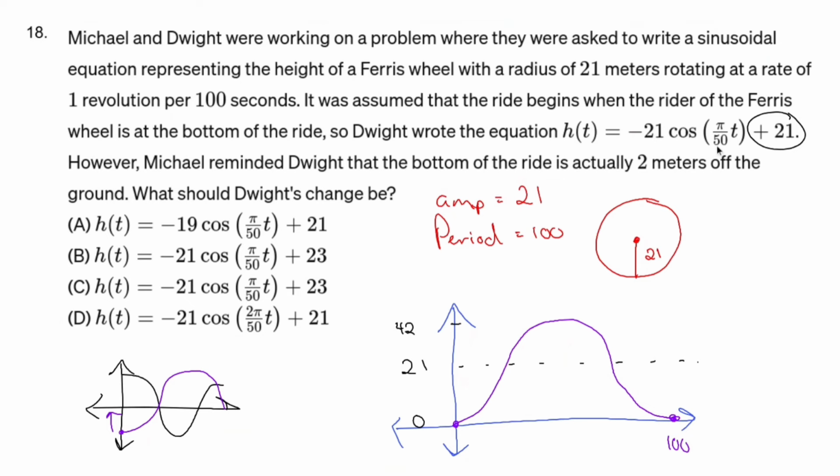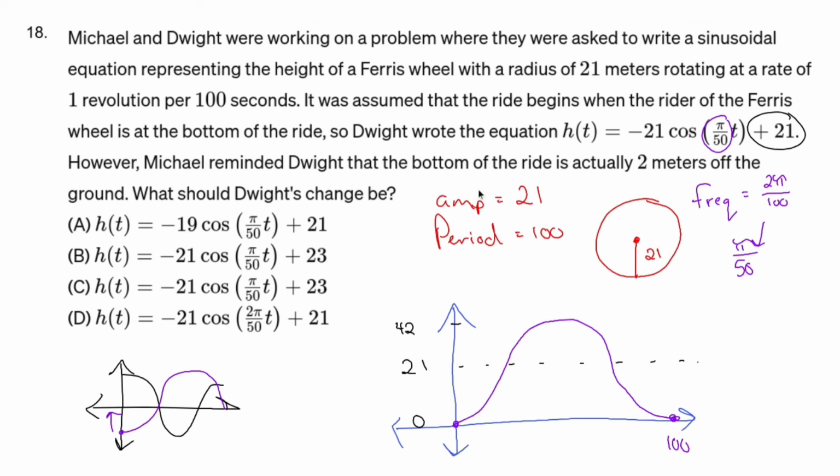All right, now pi over 50, if you're wondering where that came from: this is a cosine function, so that's our frequency. The way you get frequency is you do 2 pi over the period, which is 100, and that simplifies out to pi over 50. Okay, so everything seems fine.